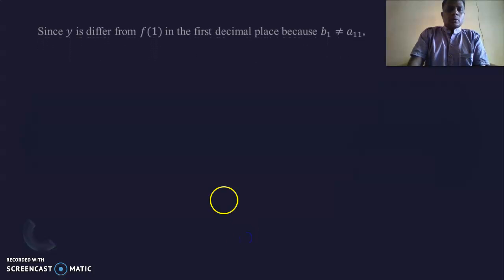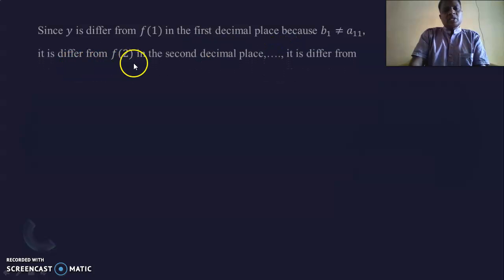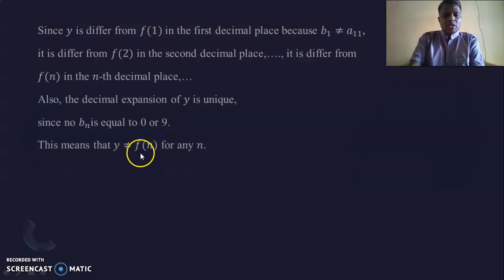Next, since y differs from f(1) in the first decimal place because b1 is not equal to a11, it differs from f(2) in the second decimal place. It differs from f(n) in the nth decimal place. Also, the decimal expansion of y is unique since no bn is equal to 0 or 9. This means that y is not equal to f(n) for any n.